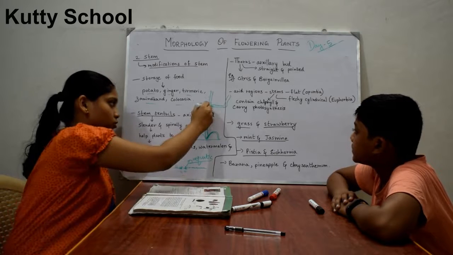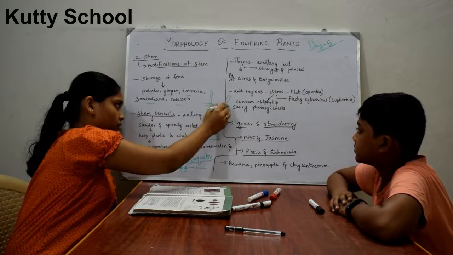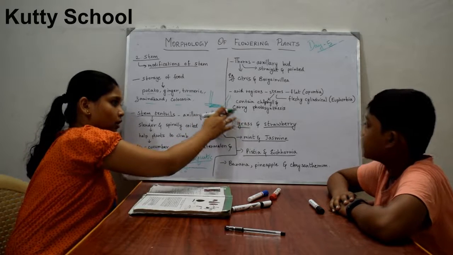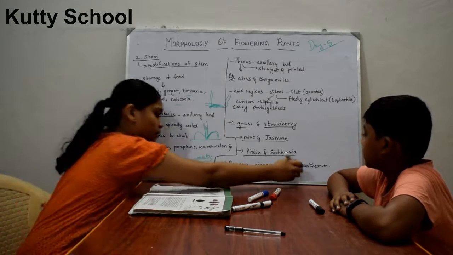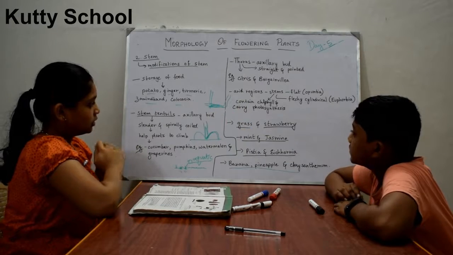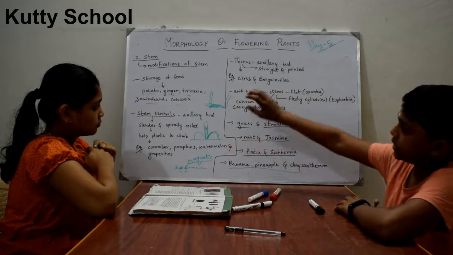So here it grows under the ground, or under the basal of the stem, and after growing for some time underground, it grows upwards. Examples are banana, pineapple and chrysanthemum. Can you understand? But banana will not come under this category, no?